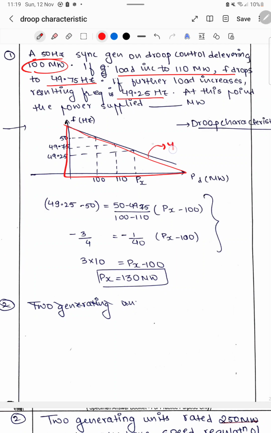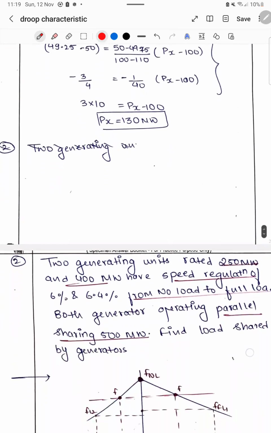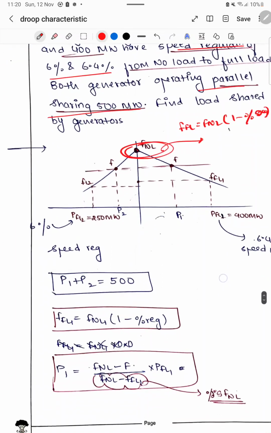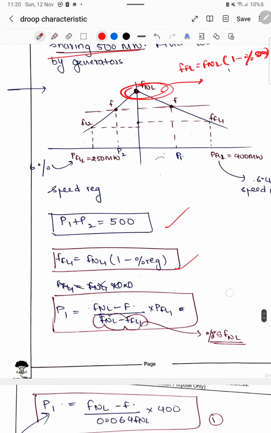Here there is nothing but the y equals k minus mx concept. Two pieces of information are given. You find the line equation, then substitute the third one and find the value. Here speed regulation is given, so you get the relation that F full load is F no load into 1 minus percentage regulation. And here no information is given for F no load, so we will take it to be 50. P1 plus P2 is given, and then F no load 1, 2 is given.